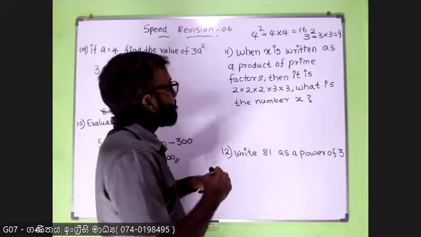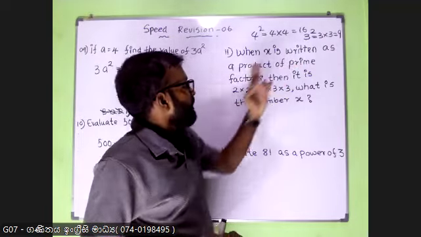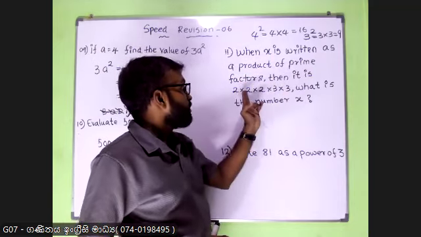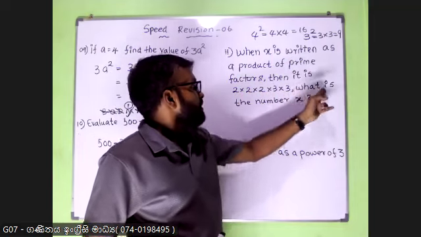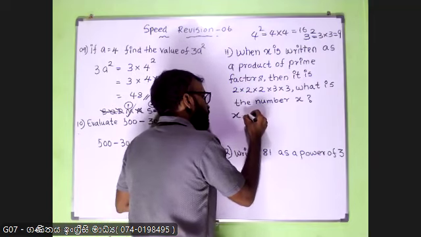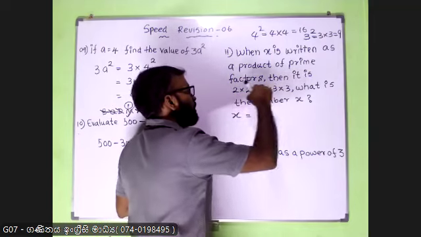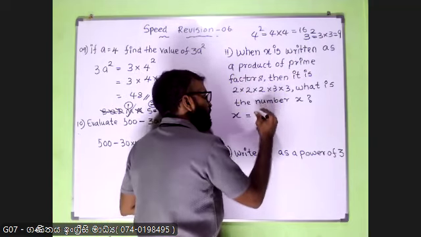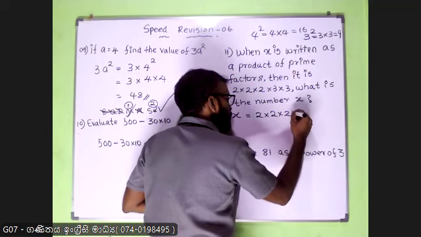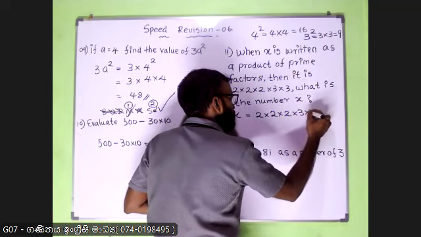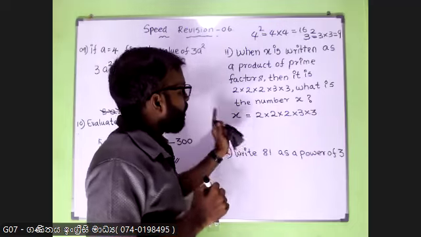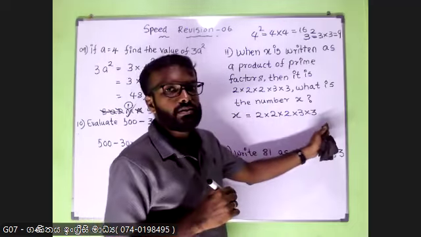When x is written as a product of prime factors, it is 2 times 2 times 2 times 3 times 3. What is the number x? So x can be written like this, using the product of prime factors: 2 times 2 times 2 times 3 times 3. So how do you find x? You have to simplify this.